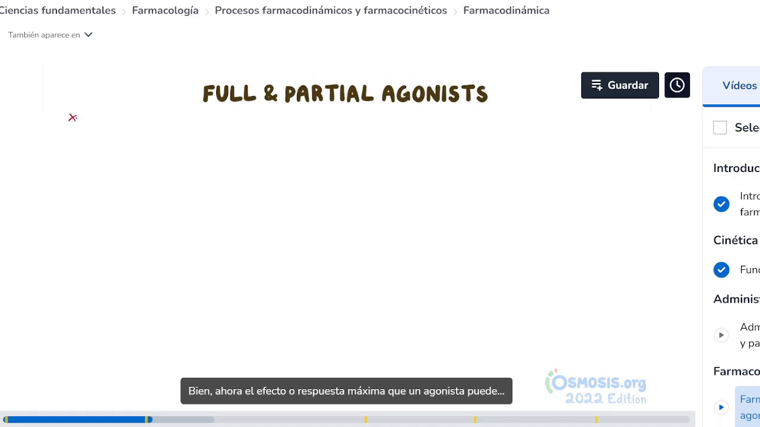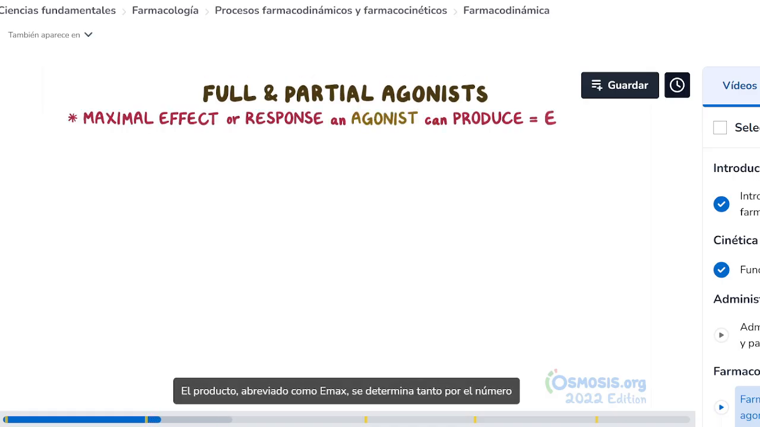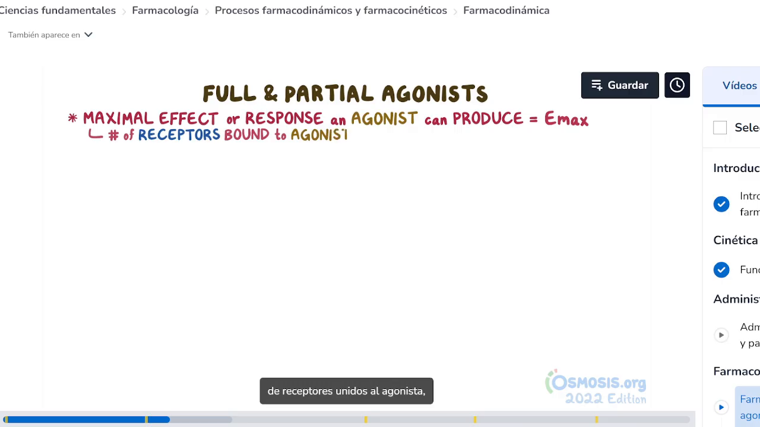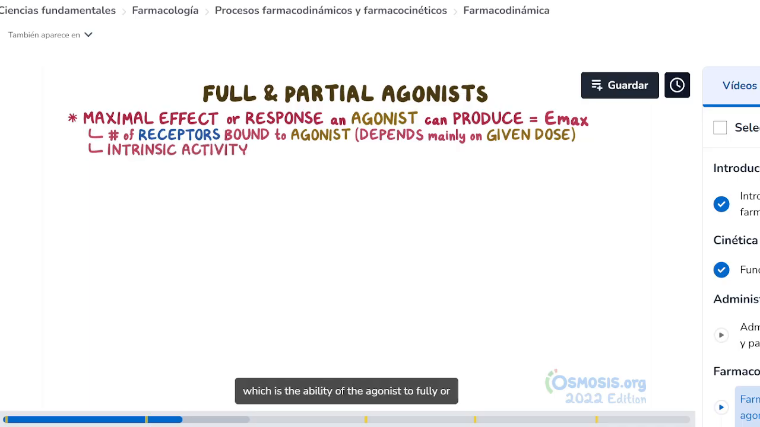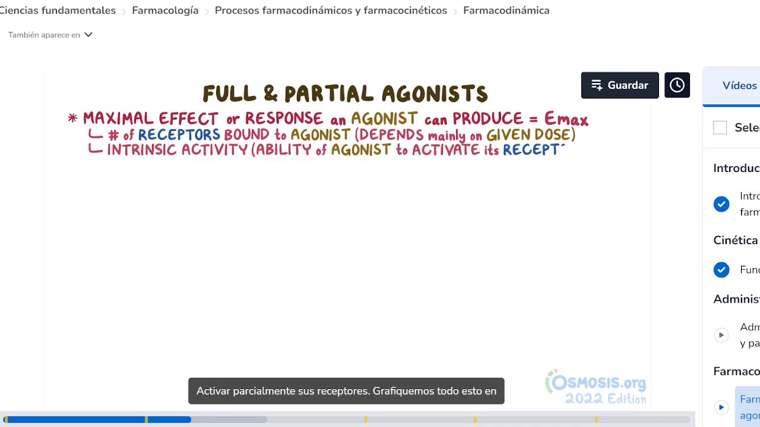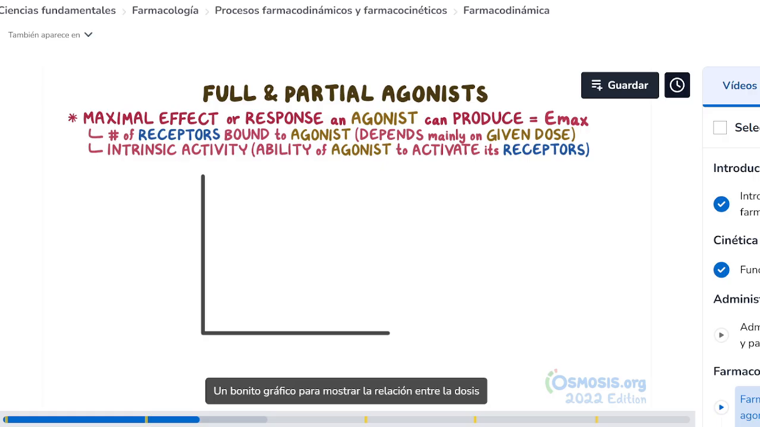Okay. Now, the maximal effect or response an agonist can produce, abbreviated as Emax, is determined both by the number of receptors bound to the agonist, which depends mainly on the amount of the agonist given, also known as dose, as well as its intrinsic activity, which is the ability of the agonist to fully or partially activate its receptors. Let's plot all this into a nice graph to show the relationship between the dose given, on the x-axis, usually on a logarithmic scale, and the response produced on the y-axis.